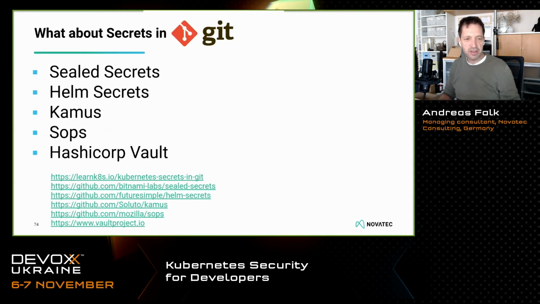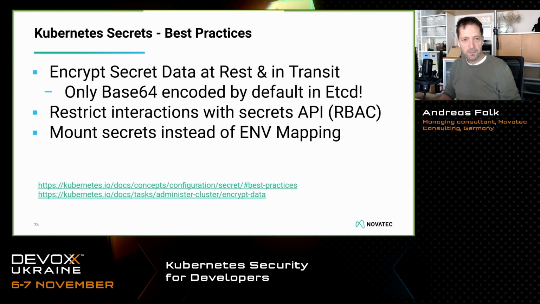And what about secrets in Git? You can also use KMS systems like Vault, and also use things like Helm secrets and stuff like that. The best practice here is always encrypt secret data at rest and in transit, as secrets are only base64 encoded by default. So always take that into account. And also do mount secrets instead of doing environment mapping. Environment variables are always getting through logs and caches and stuff like that.